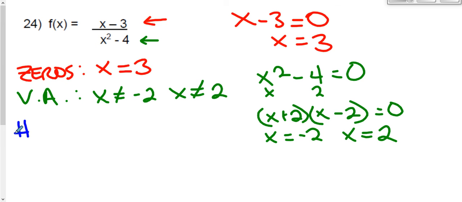Last but not least, I have my horizontal asymptote. My horizontal asymptote happens depending on what case I'm looking at. So the degree of my numerator is 1. The degree of my denominator is 2, because I have x to the second power. The denominator is larger. The bottom will get bigger faster than the top.